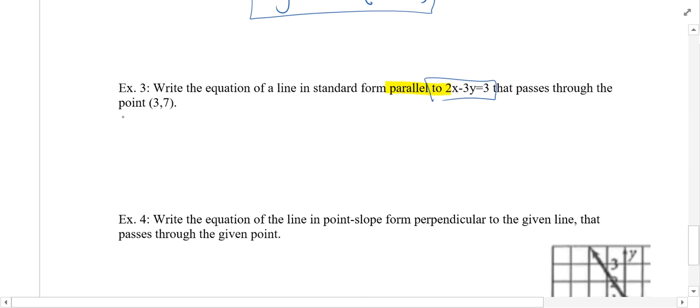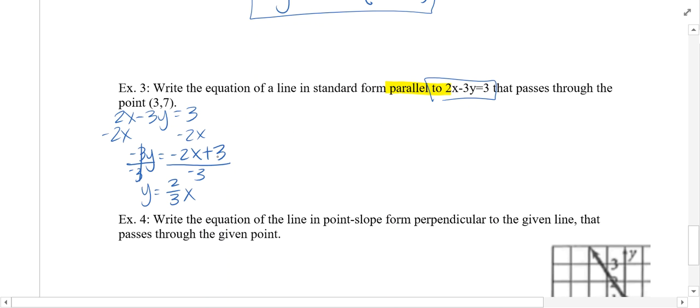So let's get this one, the 2x minus 3y, into slope-intercept form so that we can tell what the slope is. So slope-intercept form is y by itself. So I'm going to subtract the 2x. Okay, and then we're going to divide by negative 3 to everything. So negative 2 over a negative 3 is going to be a positive 2/3 x. And 3 divided by negative 3 is going to be minus 1.